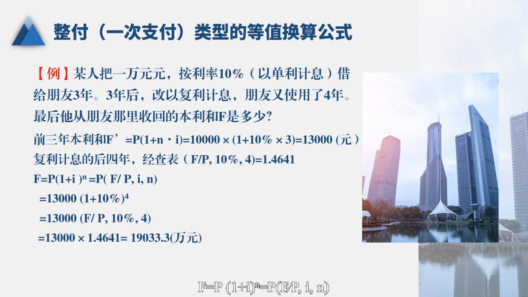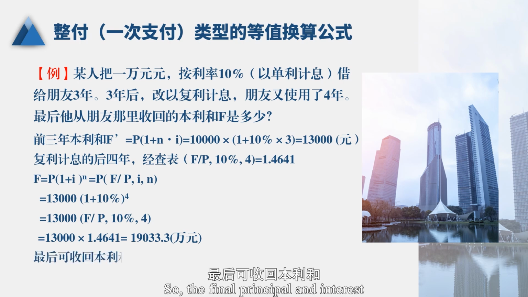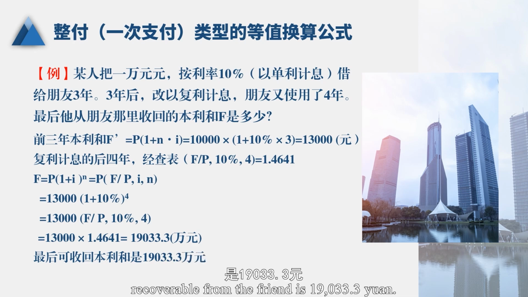F equals P multiplied by (1 plus i) raised to the power of n equals P (F/P, i, n) equals 13,000 (1 plus 10%) raised to the power of 4 equals 13,000 (F/P, 10%, 4) equals 13,000 multiplied by 1.4641 equals 19,033.3 yuan. So, the final principal and interest recoverable from the friend is 19,033.3 yuan.